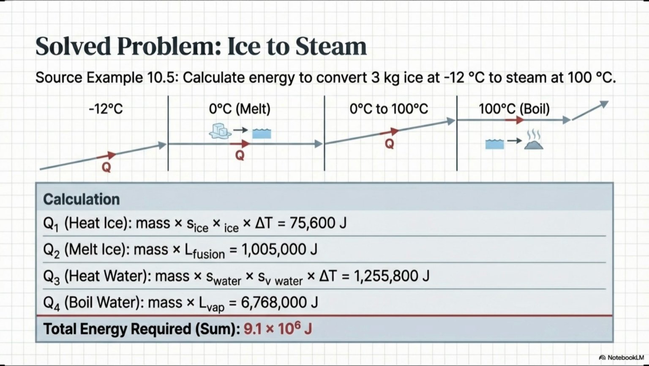Third, we calculate the energy needed to heat all that liquid water from 0 all the way to 100. And finally, fourth, we use the latent heat formula again to find the huge amount of energy needed to turn that water into steam. You add all 4 of those numbers up, and that gives you the grand total.